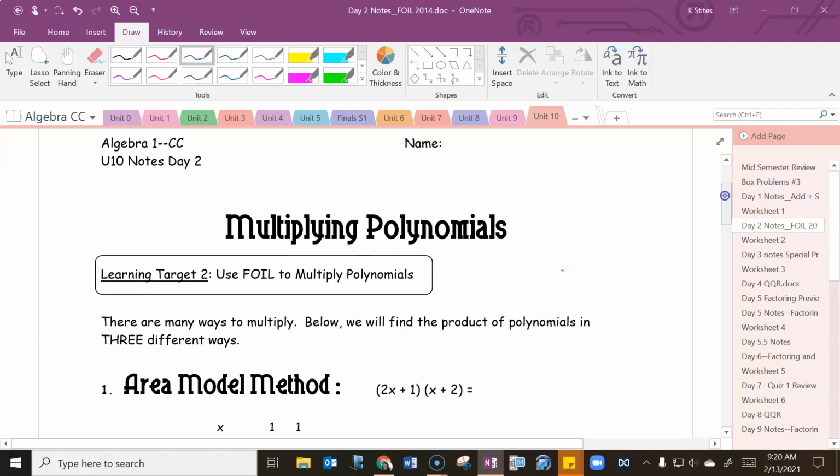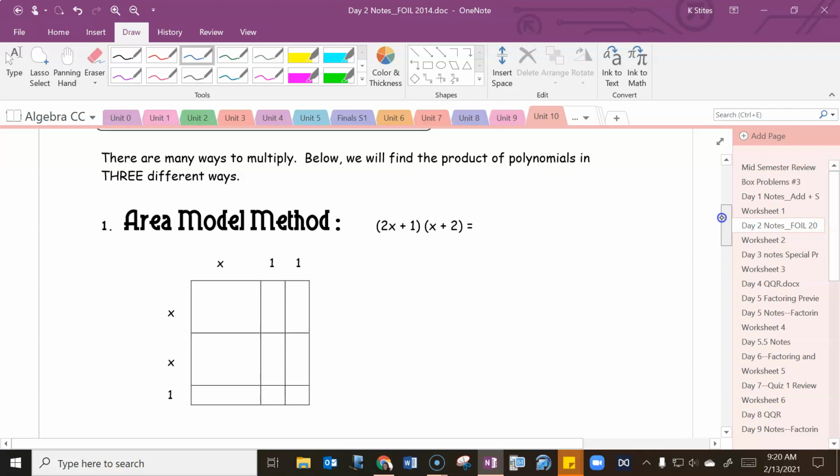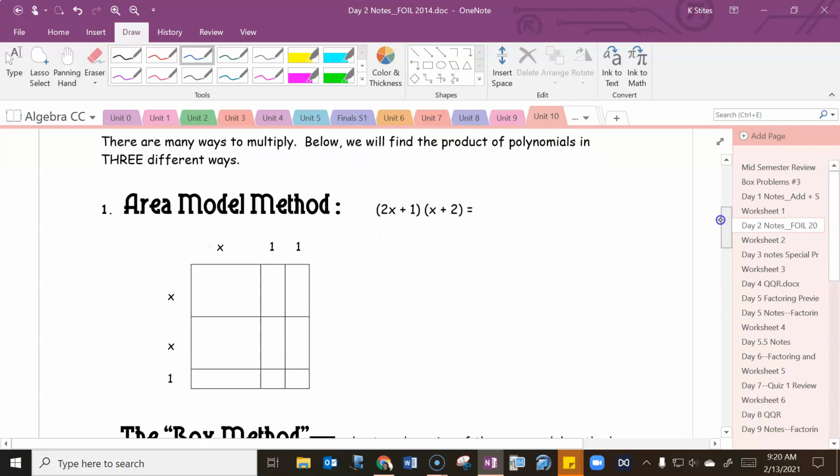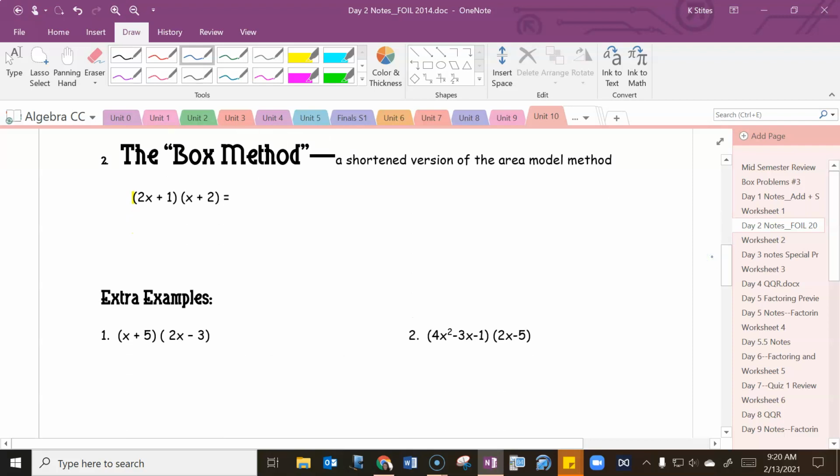We recently just added and subtracted them. So we have three methods in which to multiply our polynomials. We're going to skip the first one, the area model method, because the second and third are ones that are going to be used more frequently. So we're going to talk about the box method first.